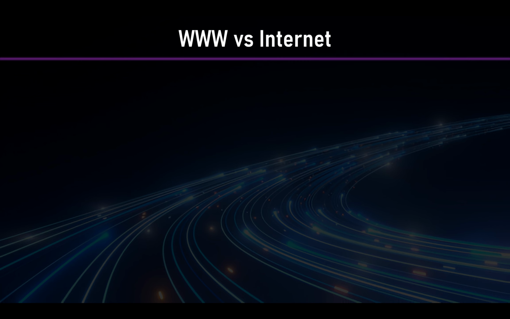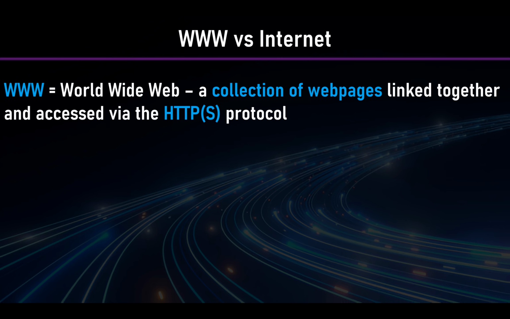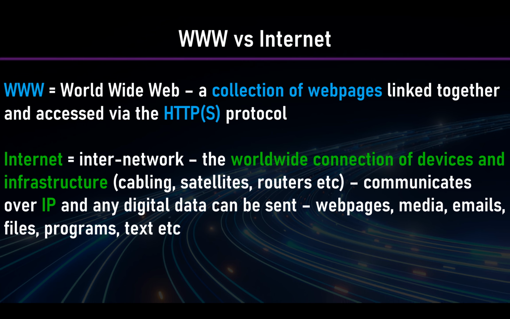Alright, so if we go on to the next part, the World Wide Web versus the Internet. The World Wide Web is a collection of web pages linked together and accessed via the HTTPS protocol, again hypertext transfer protocol, S meaning secure. The Internet is internetwork, so the worldwide connection of devices and infrastructure, infrastructure being cabling, satellites, routers, etc. It's going to route packets via IP, and any digital data can be sent.